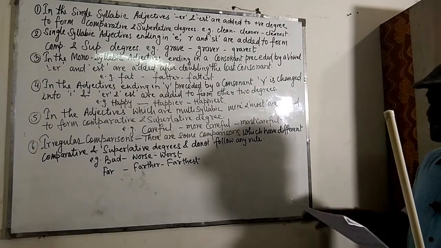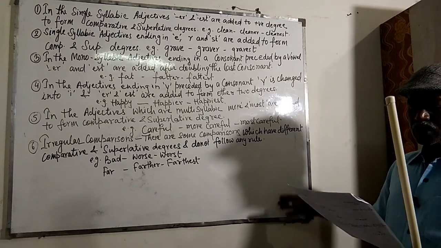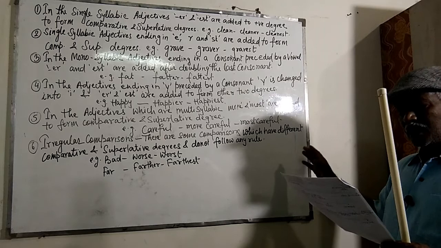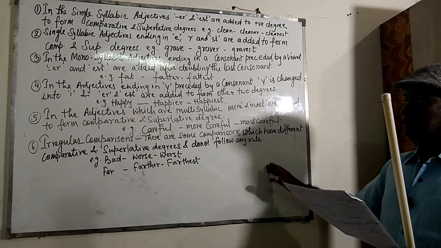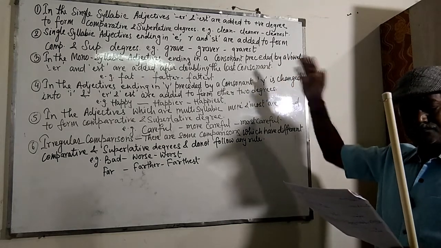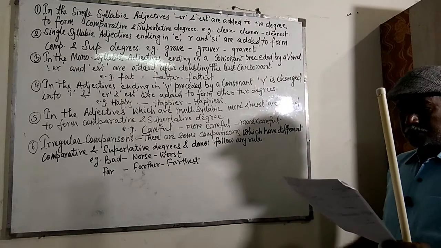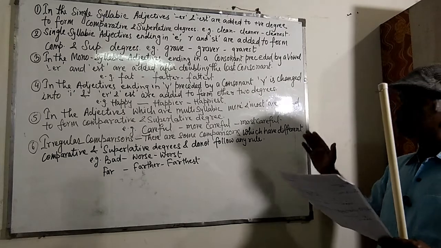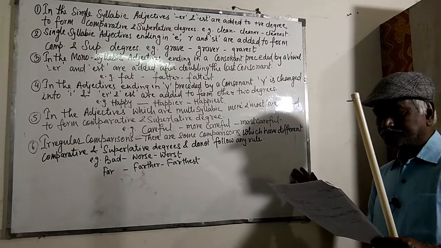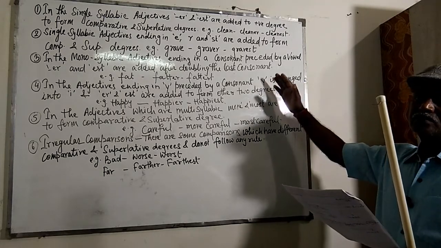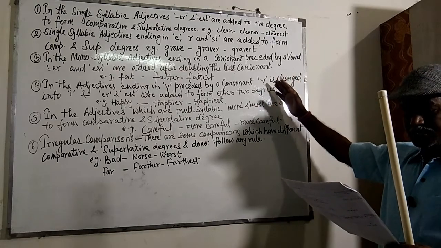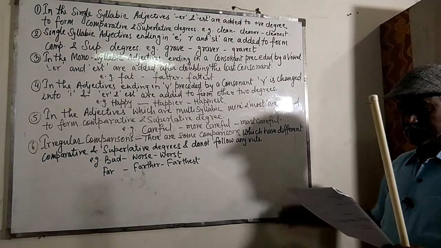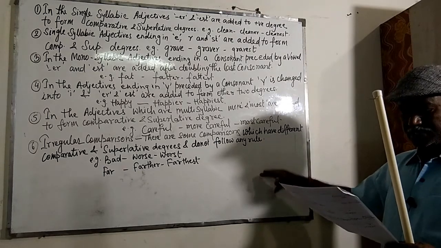Secondly, the positive degree is also used to show comparison of equality or inequality in a simple way. For example, for equality, Meena is as beautiful as Leena. Ram is not so intelligent as Shyam. So the first one shows equality, and the second one shows inequality, and both are in the positive degree.